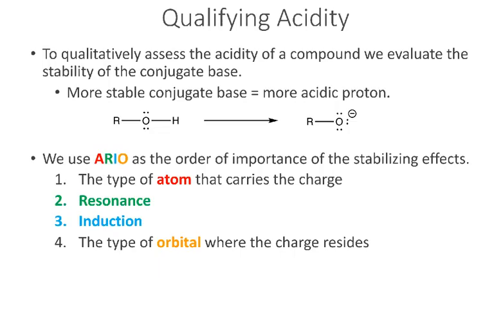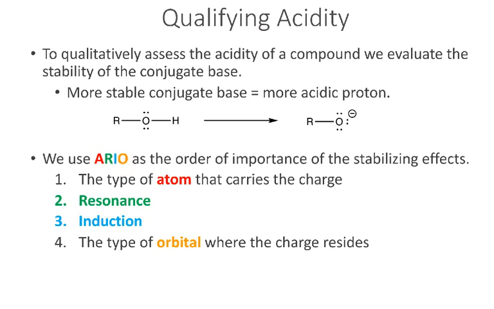Now, you may remember from Orgo 1, to qualitatively assess the acidity of a compound, we typically evaluate the stability of the conjugate base. So if I want to know how acidic this compound is, I consider its conjugate base and how well the conjugate base is able to stabilize the negative charge. And the way we did that was with ARIO, right?